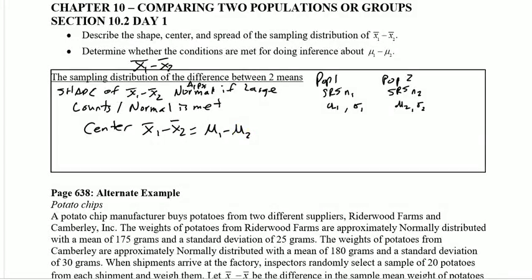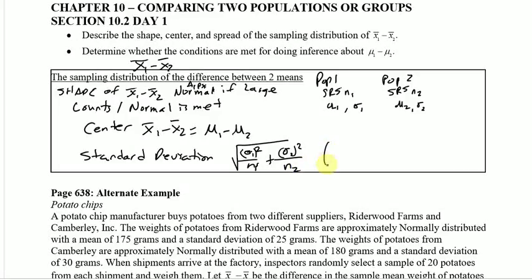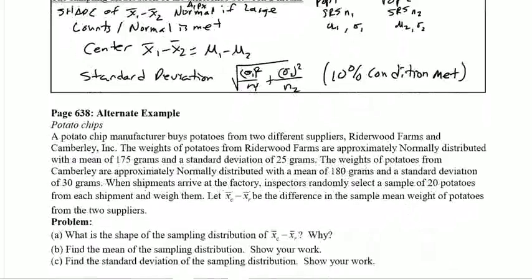Okay, and the standard deviation, the spread, would be the square root of sigma 1 squared divided by n sub 1, plus sigma 2 squared divided by n2, as long as the 10% condition is met for both populations. We'll deal more with the conditions tomorrow, but right now we're dealing with what it would look like. Okay? So let's do an example.